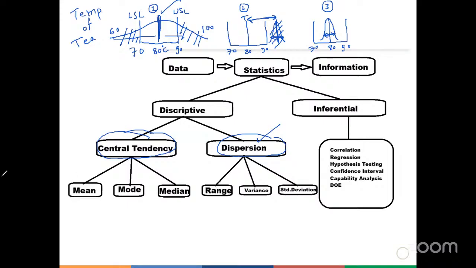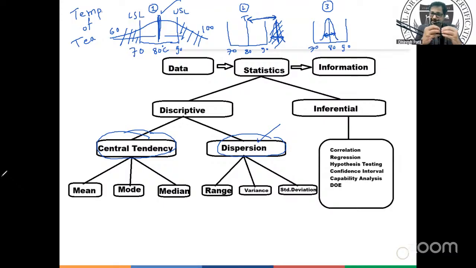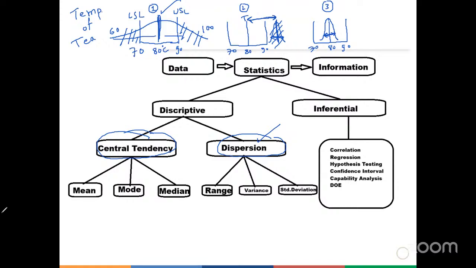Got it. So dispersion is all about spread of the data, right? Correct. Absolutely right. Dispersion itself is the spread of the data, and central tendency is where is the center of the data. Yes? Got it. Thank you, sir. Superb, superb.